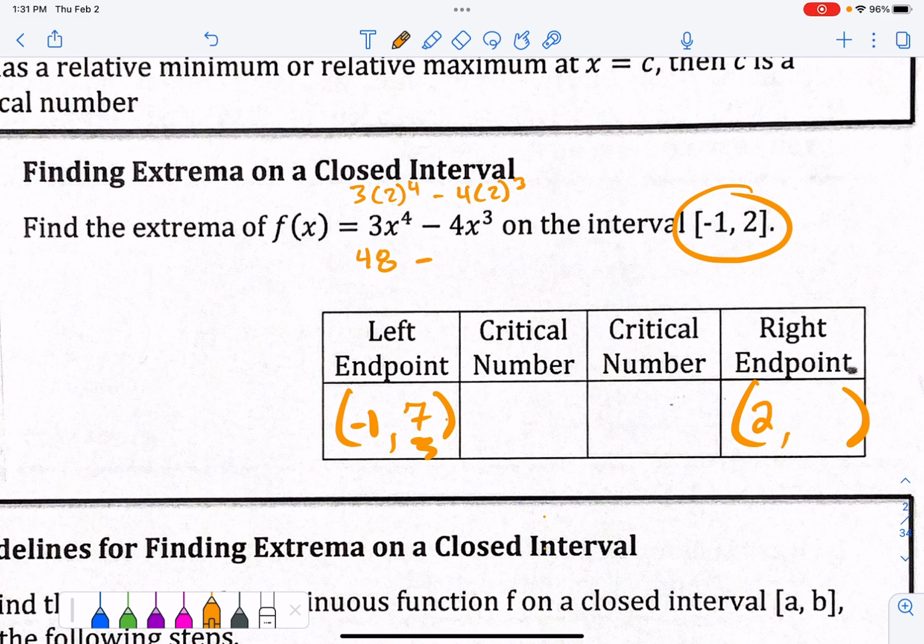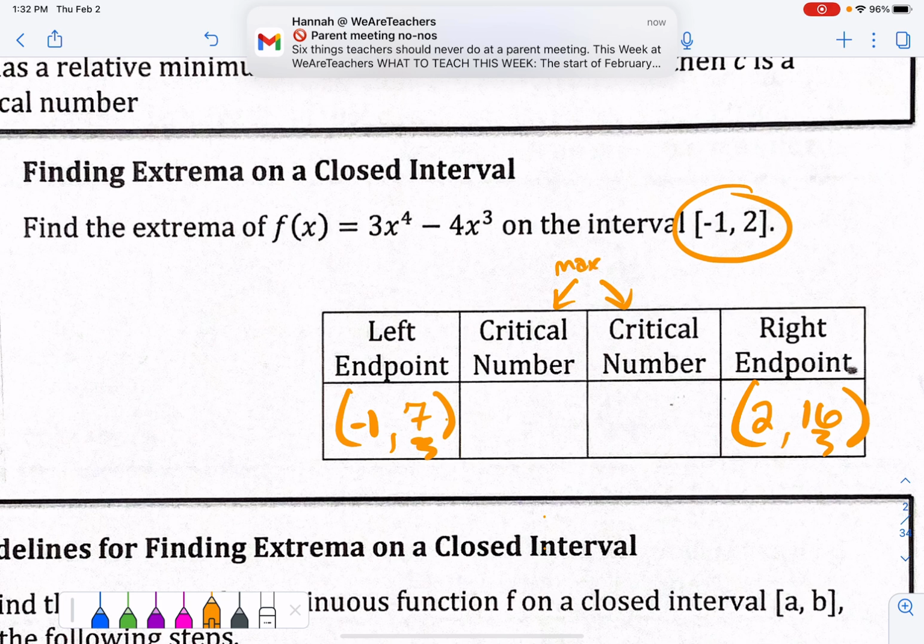Minus 4 times 8 is 32, which is 16. Yep, 2 comma 16. Okay, we're going to use those y coordinates in a second to tell us things. Now we need to find the other critical numbers that are in the middle, which are found from the derivative. The maxes and mins, the derivative, right?